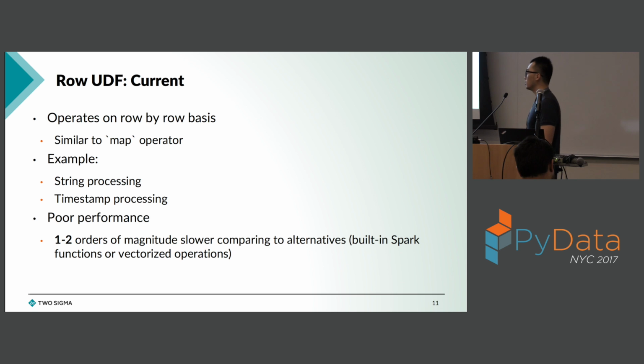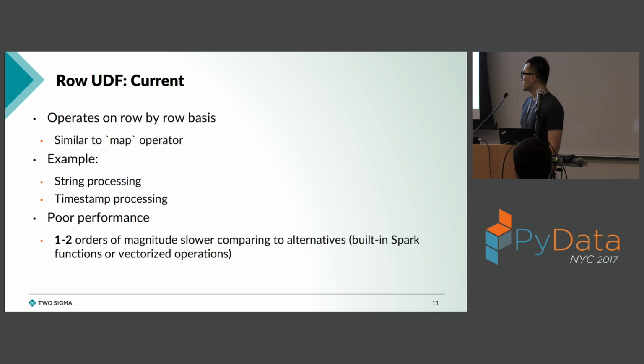Row UDF is just a very simple concept. It's a UDF that operates on a row-by-row basis. It's similar to a mapper operation. Examples here, people usually want to use row UDFs for something like string processing, maybe tokenize a string, or you want to do some timestamp processing, round a timestamp to some business days, etc.